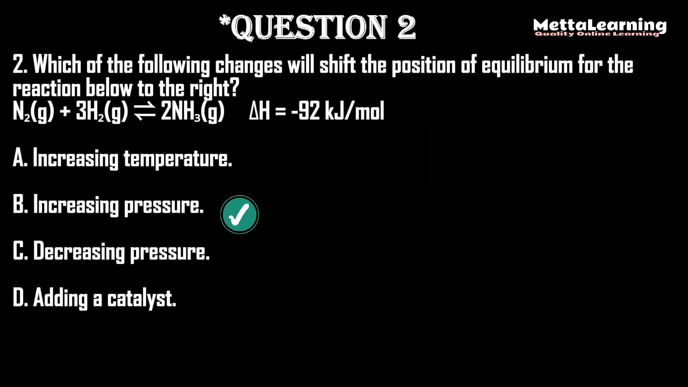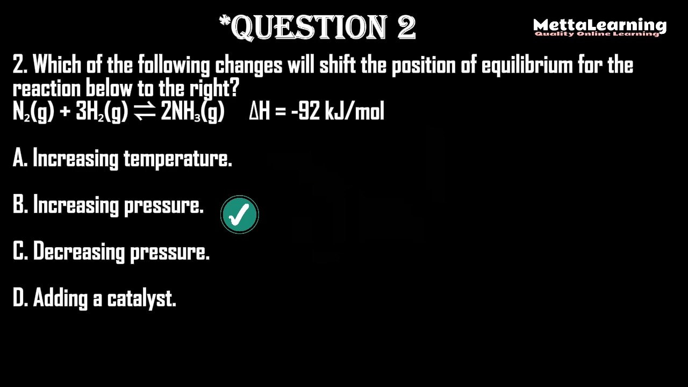In this reaction, the left-hand side has 4 mole of gas, that is 1 mole of nitrogen gas and 3 mole of hydrogen gas, while the right-hand side has only 2 mole of ammonia gas. Therefore, increasing pressure shifts the equilibrium to the right, thereby favoring the production of ammonia.